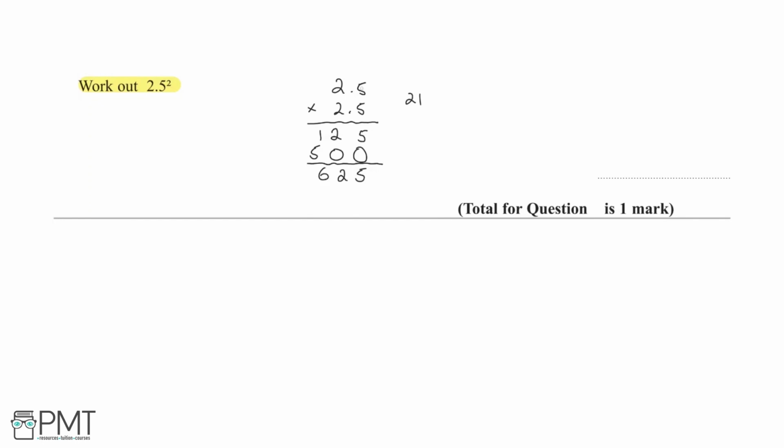Now, because we have one number after the decimal place here, and one number after the decimal place here, we will move this imaginary decimal place 2 spaces to make it 6.25. So the answer is 6.25. This question is worth 1 mark and you get 1 mark for the correct answer. You could have used your calculator, but in the instance of a non-calculator paper, this is how you would do the question.